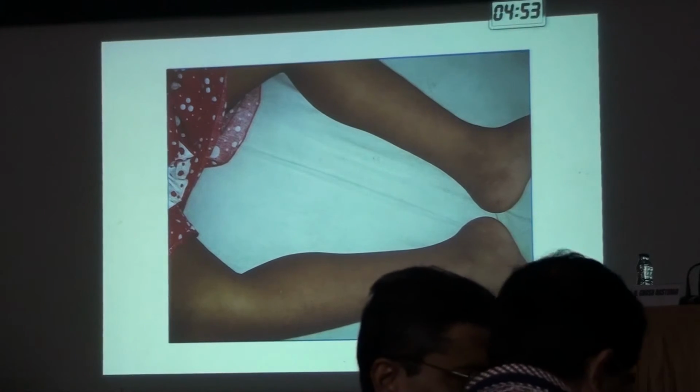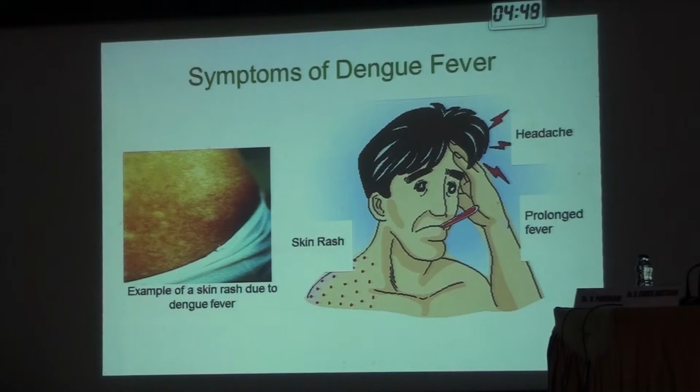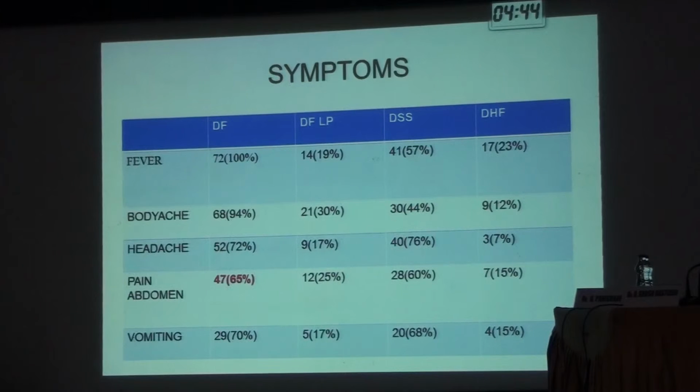So this is one slide showing the typical rash. This is over the dorsum aspect. And on the same patient, we can see generalized rash present. So usually skin rash, headache, and prolonged fever were the major presentations of the patients in our study.